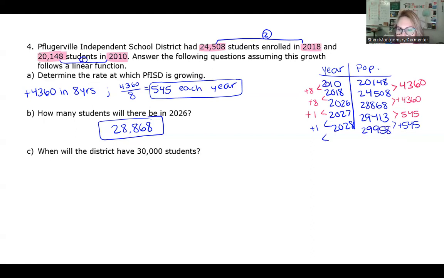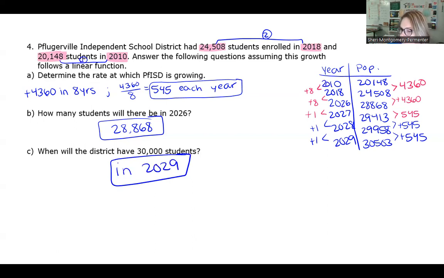Shoot, not enough. So I'm going to have to add one more year. 30,100. So when will I have 30,000 students? In 2029. There are 2 more problems to do on the back.